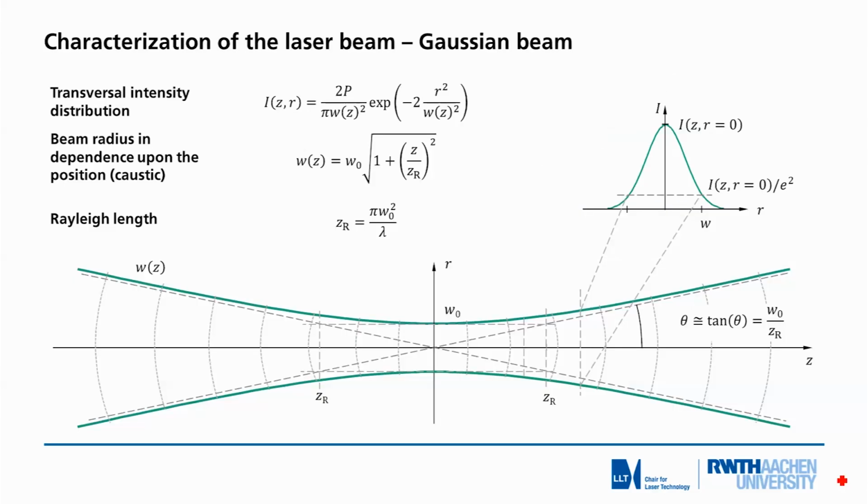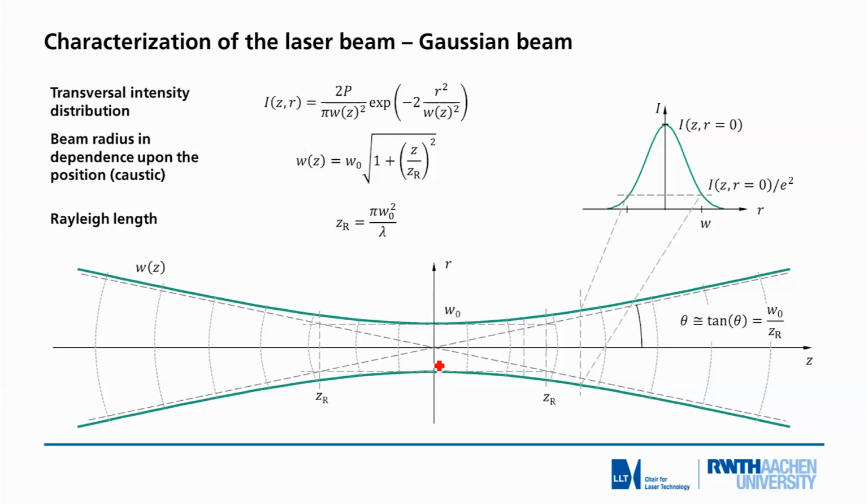Now, if we look at the corresponding quantitative description of these characteristics, the intensity is simply given by a Gaussian beam distribution. That is the typical exponential function of r squared over w squared, where w is the beam waist. And if we look at the propagation of the beam waist in the direction of propagation, that's the second equation here. You can put in z equals 0, and then you just get w equals w0.